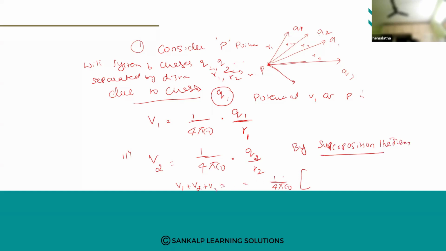V3 etc., 1 by 4 pi epsilon naught into like this. You can add so that what happens is 1 by 4 pi epsilon naught into Q1 by R1 plus Q2 by R2. Already I wrote the expression for a 1 mark or 2 marks question. So Q1 by R1, Q2 by R2, like this it continues. Like this, a system of charges.